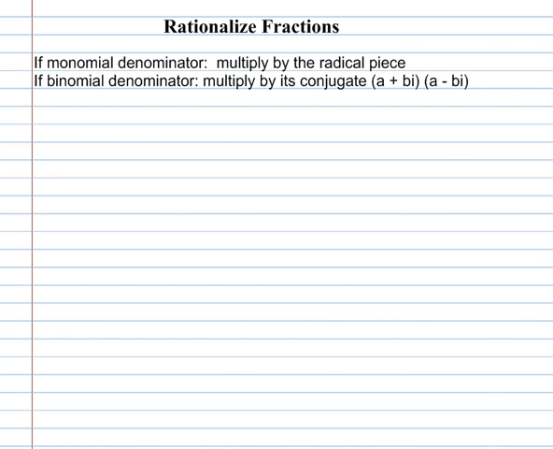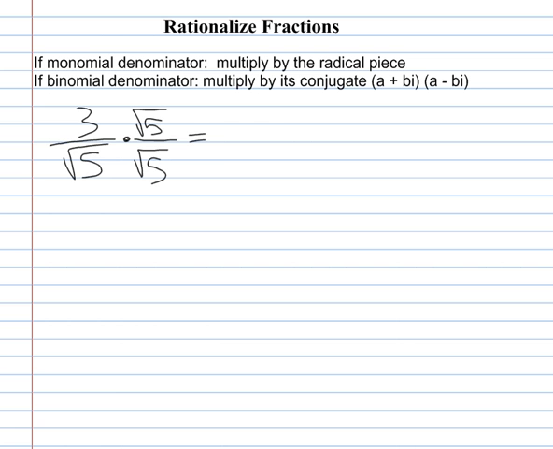Whenever you come across a fraction that has a radical in the denominator, you need to rationalize that fraction. And these are the ways that you do that. If you have a monomial in the denominator, so you just have a single radical, like radical 5, the manipulation we can do to get rid of that radical 5 is to multiply the numerator and denominator by that radical piece. So by radical 5 over radical 5.